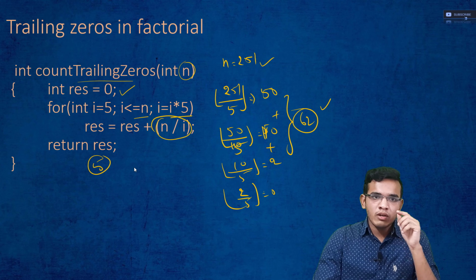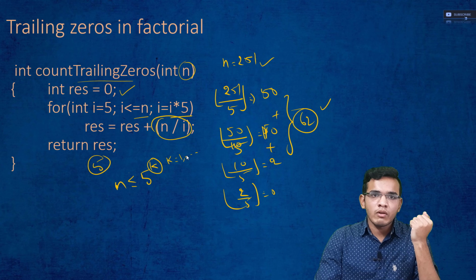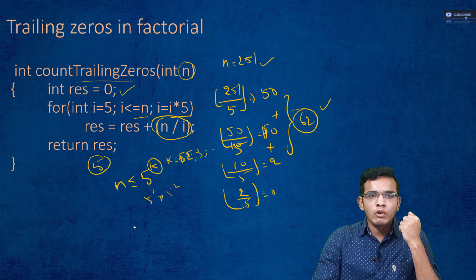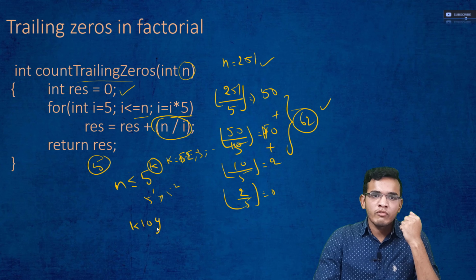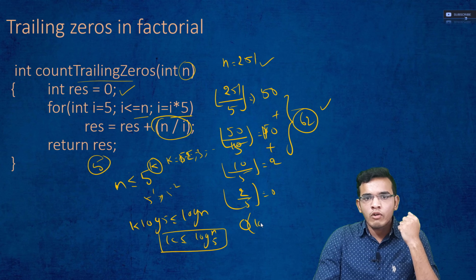Now the time complexity of this program: let us say my n value would always be less than or equal to 5 power k, because the k value runs 1, 2, 3 and so on for every multiple of 5. So 5 power 1, 5 power 2, and so on. So I will apply a logarithm here, log 5 power k is less than or equal to log n. So here we can observe that my time complexity turns out to be order of log n.